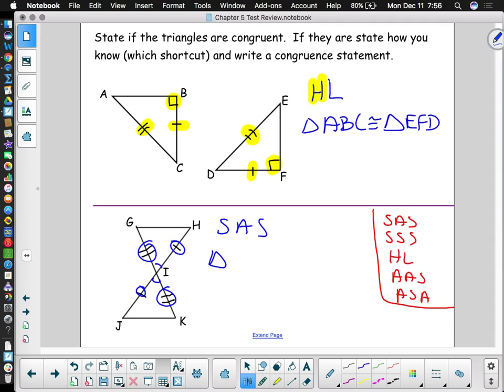And triangle, let's say GHI, is congruent to triangle, so G goes with? K, look. See the G has a two-line, is the end of the two-line one? K. So KJI. That's it. You don't have to write a proof. It just says state the shortcut. State if they're congruent. If they are, state how you know.